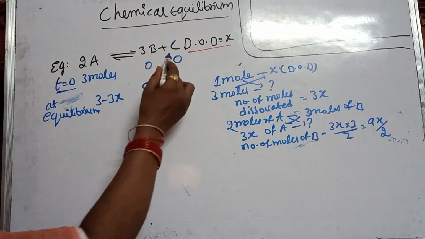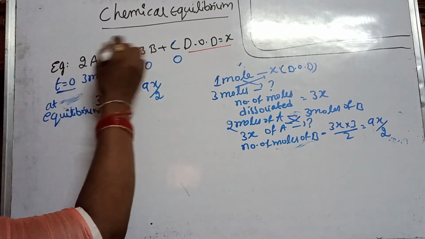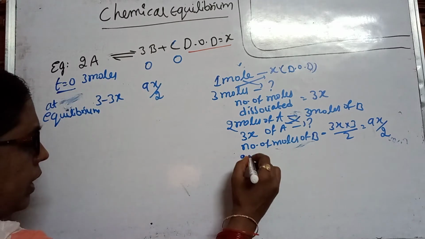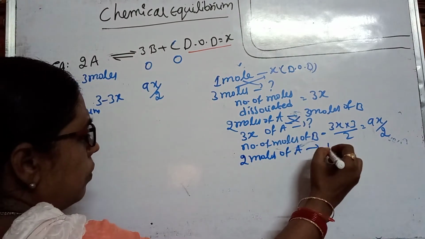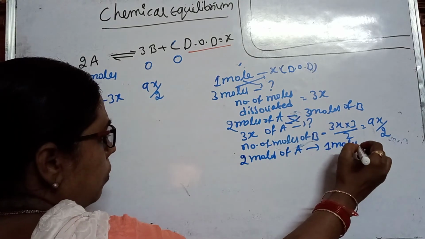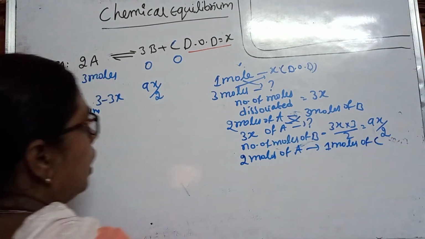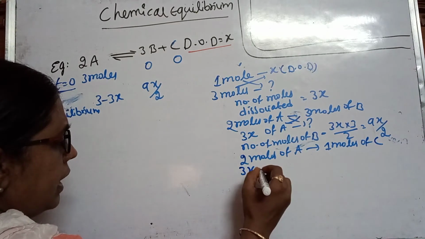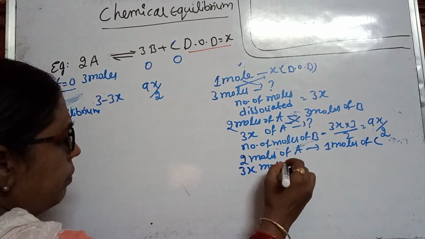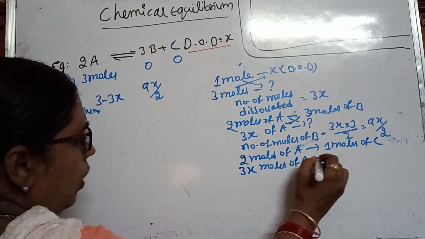How many moles are there? Only 1 mole. From this equation, first of all, to write here: 2 moles of A gives 1 mole of C, isn't it? 2 moles of A gives 1 mole of C. Then for 3x moles, what here? At equilibrium, of A how much?